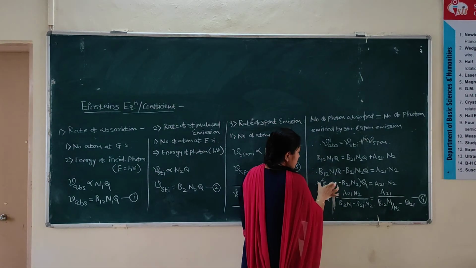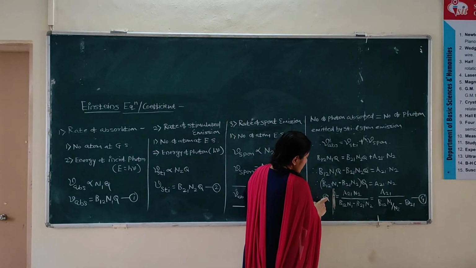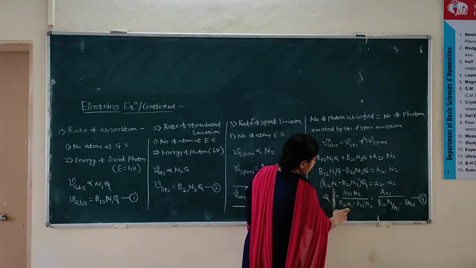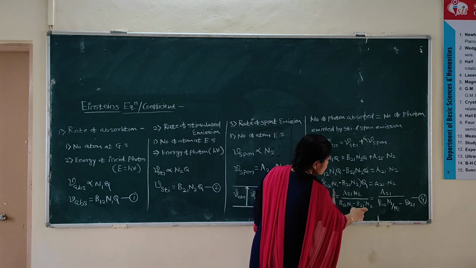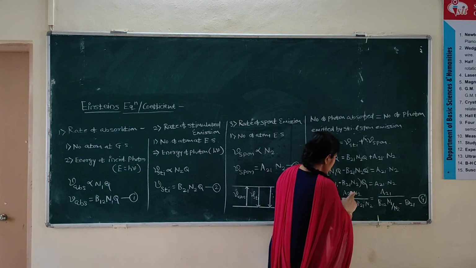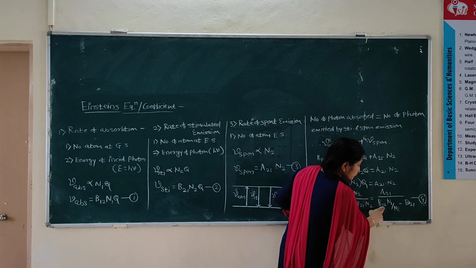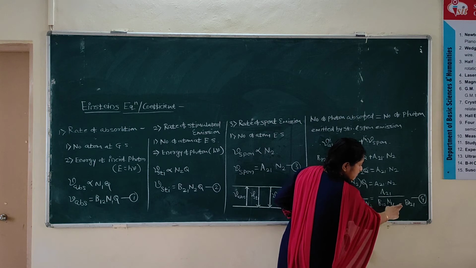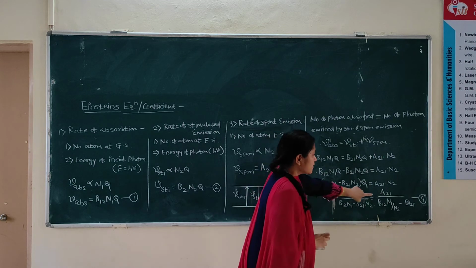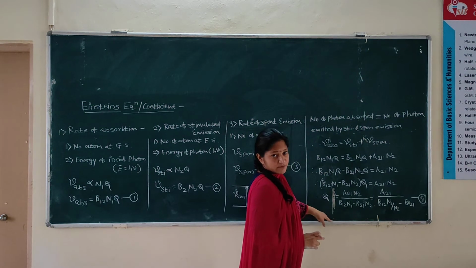Now after taking Q common, we get this equation, and therefore Q is equal to A21 into N2 divided by B12 into N1 minus B21 into N2. Now dividing by N2, we get the final equation: Q is equal to A21 divided by B12 into N1 divided by N2 minus B21. Give equation number 4. This equation 4 is known as the Einstein equation or Einstein coefficient.